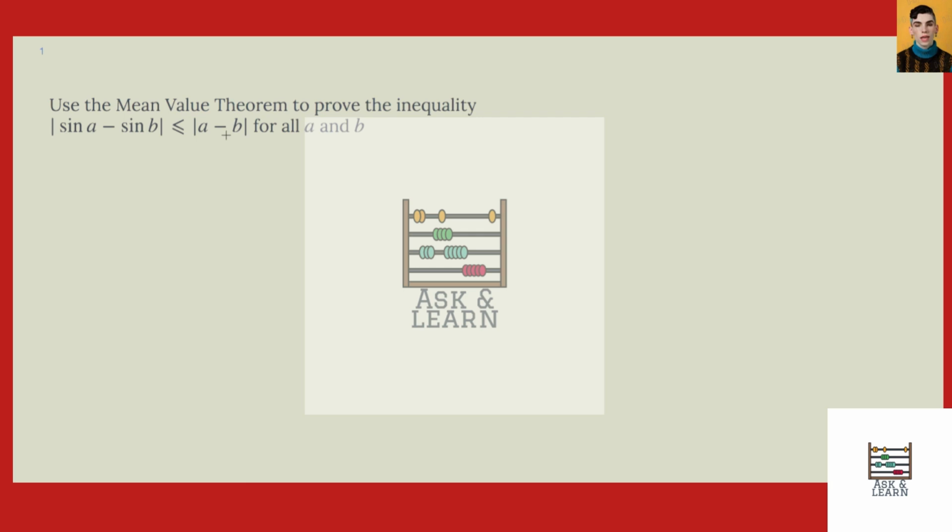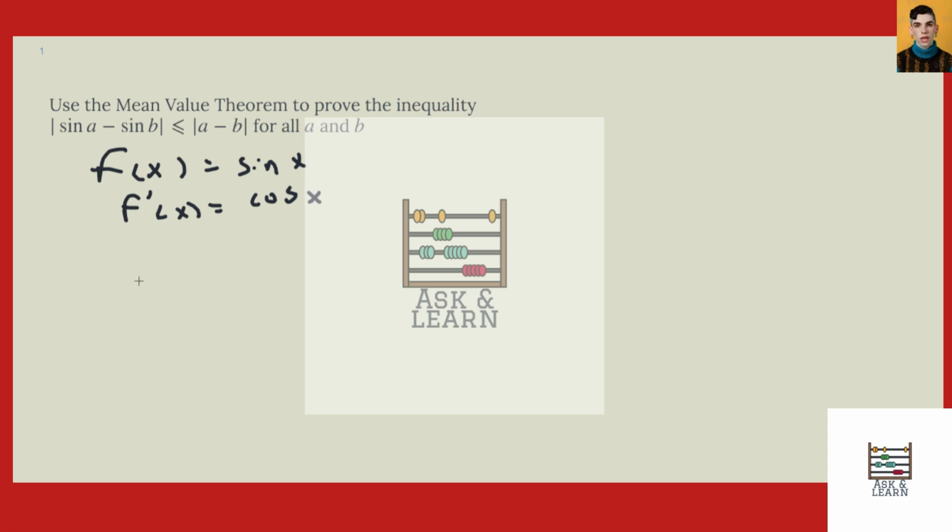So we are being asked to use the mean value theorem to prove the inequality, the absolute value of sine of A minus sine of B is less than or equal to the absolute value of A minus B for all A and B. So we can let f of x equal sine of x. And we know that the derivative of f of x is cosine x. And since sine and cosine x are continuous and differentiable, we can apply the mean value theorem right away.